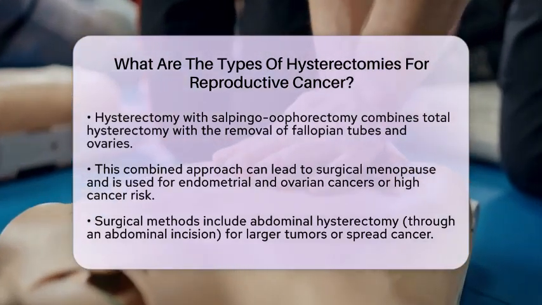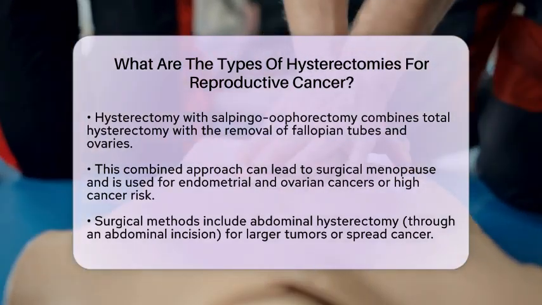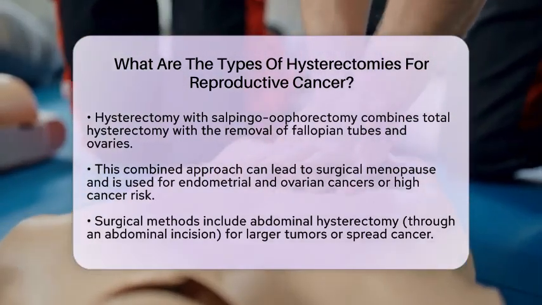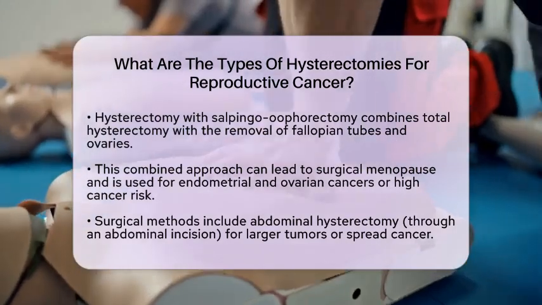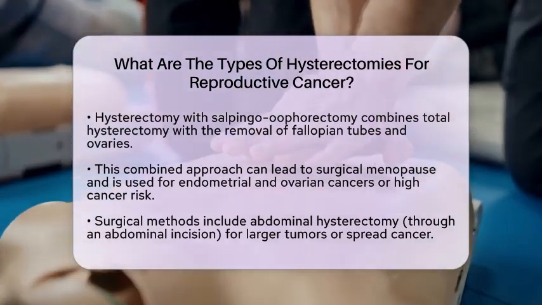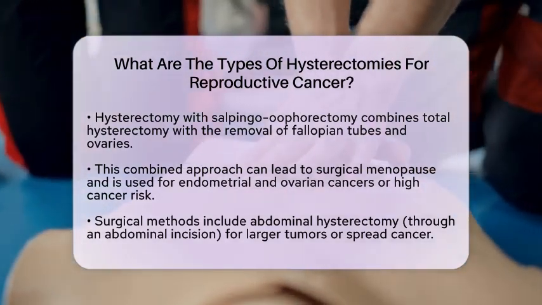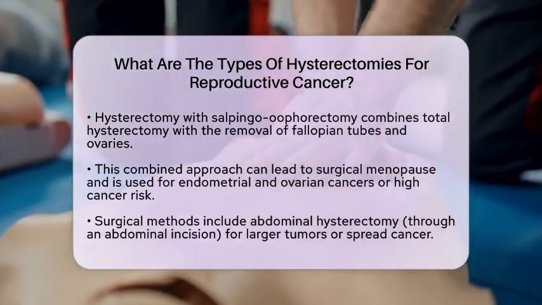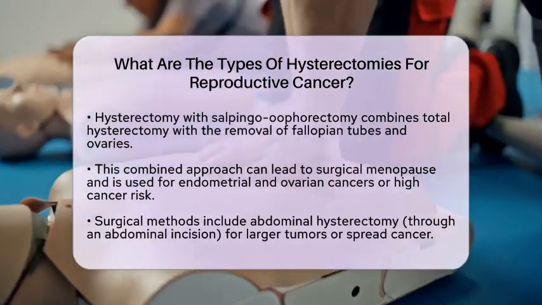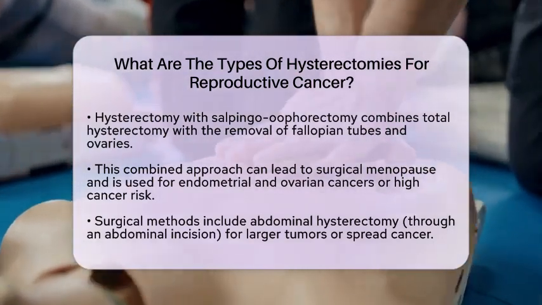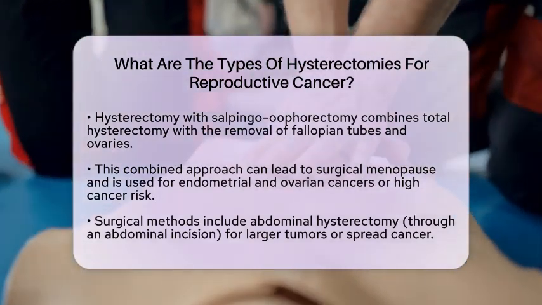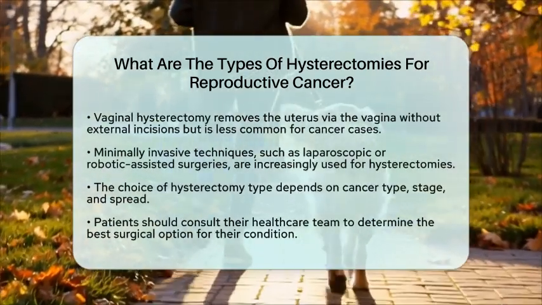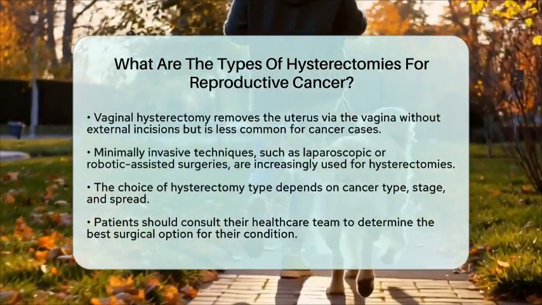The surgical methods for performing these hysterectomies can vary. An abdominal hysterectomy involves removing the uterus through an incision in the abdomen. This method is often used for larger tumors or when cancer has spread. A vaginal hysterectomy, on the other hand, removes the uterus through the vagina without external incisions. While this method allows for quicker recovery, it is less common for cancer cases due to limitations in access and the extent of tissue removal.